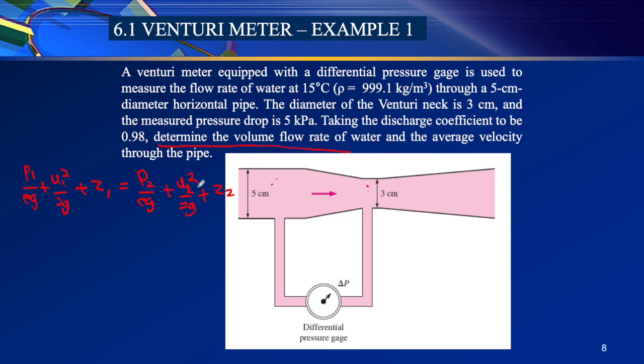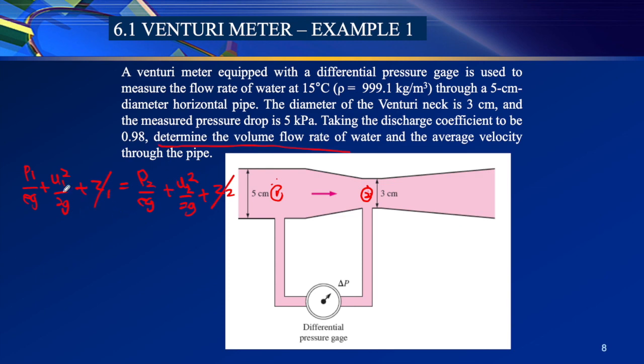Okay? What about Z? Now, Z we can cancel out, because the points we take are: point number one in the middle of section one, and point number two in the middle of section two at the throat. Therefore, Z is the same for point number one and point number two. So we can cancel out Z1 and Z2.